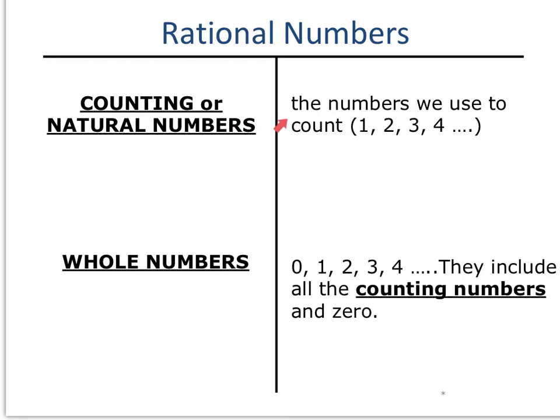The smallest category are counting or natural numbers. Those are the numbers that we use to count: 1, 2, 3, 4, 5. Those were the first numbers that were ever created. Then we had to come up with a number that represented nothing. So 0 was added, and these are called the whole numbers. The whole numbers include 0, and then all your counting numbers.